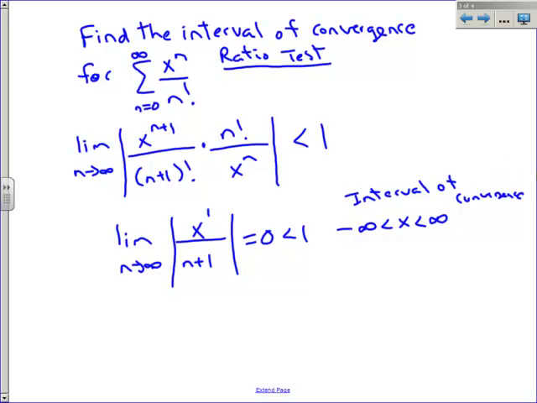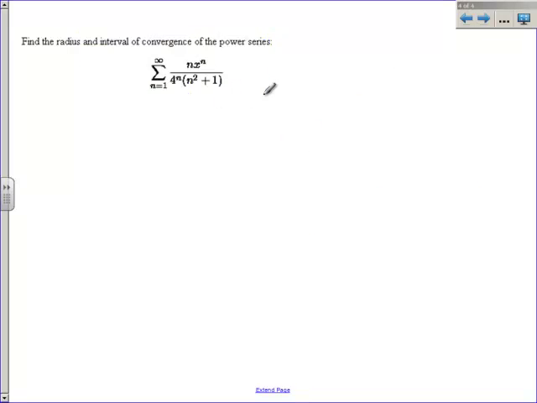Alright, let's go take a look at one that's just a crazy series that we just made up. It's not necessarily a function that we know of. So I've got here, we want the radius and interval of convergence of this power series. So that's definitely going to start with the ratio test. So we're going to set up the limit as n approaches infinity of a sub n plus 1. So I'm going to go ahead and replace all of my n's with n plus 1.